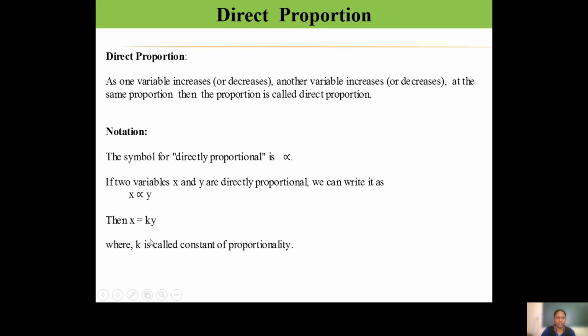If x is directly proportional to y, we can write x equals k into y. Here k is called the constant of proportionality. So here is how we can write the symbol of direct proportion and represent the direct proportion between these two variables, where k is a constant of proportionality.